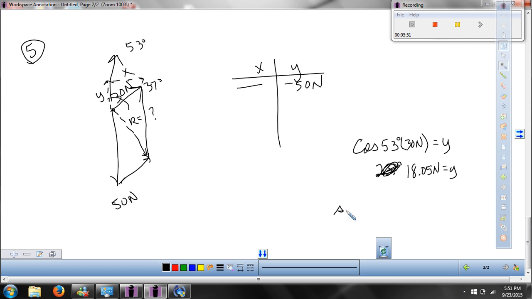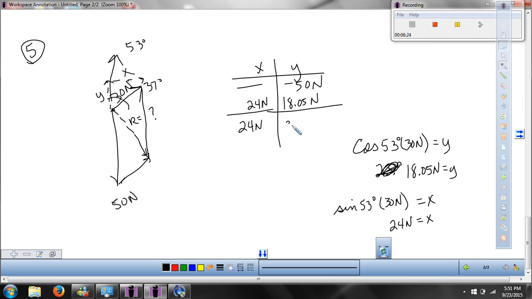Now I want to do the sine of 53 degrees times 30 newtons. And that's my x. And so my sine of 53 degrees is the same thing as my cosine of 37. So that's about 24 newtons is my x. Okay, so this y is a positive 18.05. And this x is a positive 24. I'm going to add up the x's and the y's. So when I do that, I get 24 newtons on the x and 31.95 newtons on the y. So it's a negative 31.95.